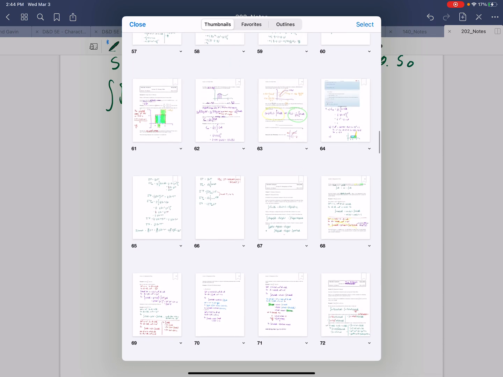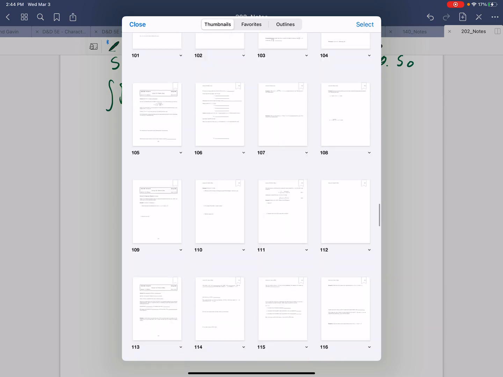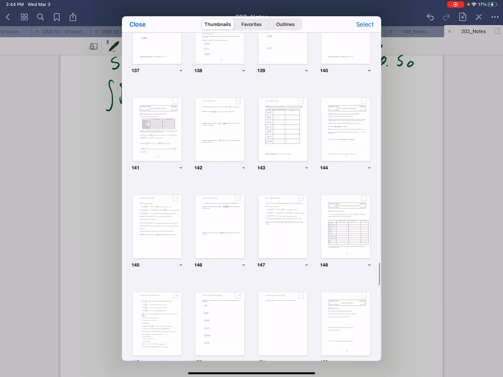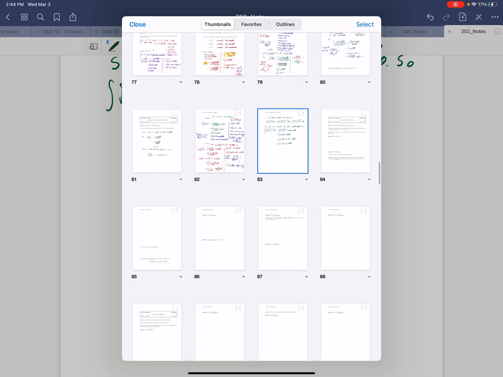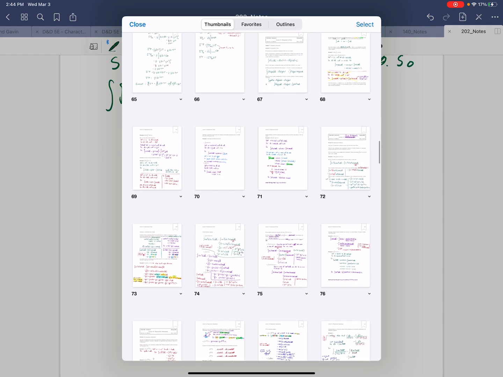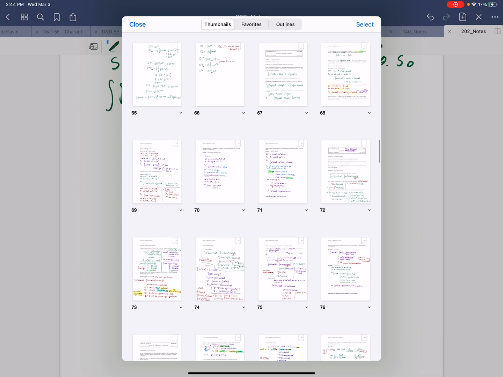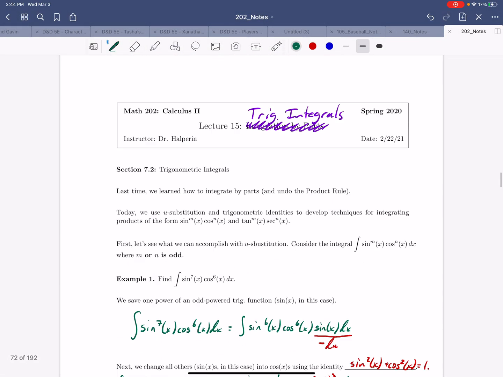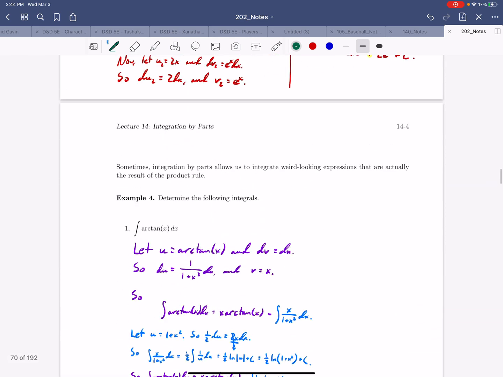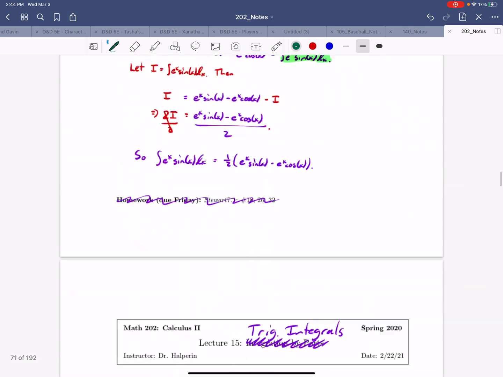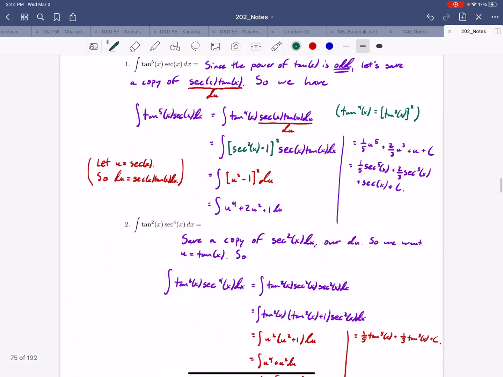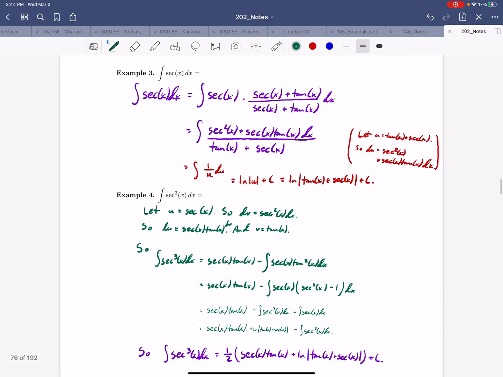Right, secant cubed. Whoops. Where are we over here? No. We're somewhere. I think we're here, perhaps? Nope. Oh no, you know where we are? It's not at the end of parts. Sorry, I lied. It's at the end of trig integrals. Here we are. Both integrals are right here.